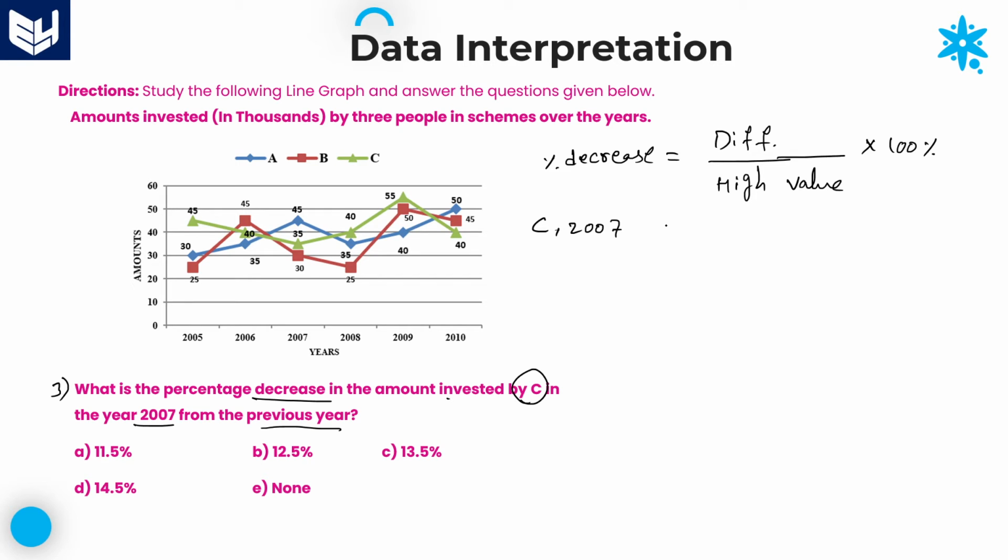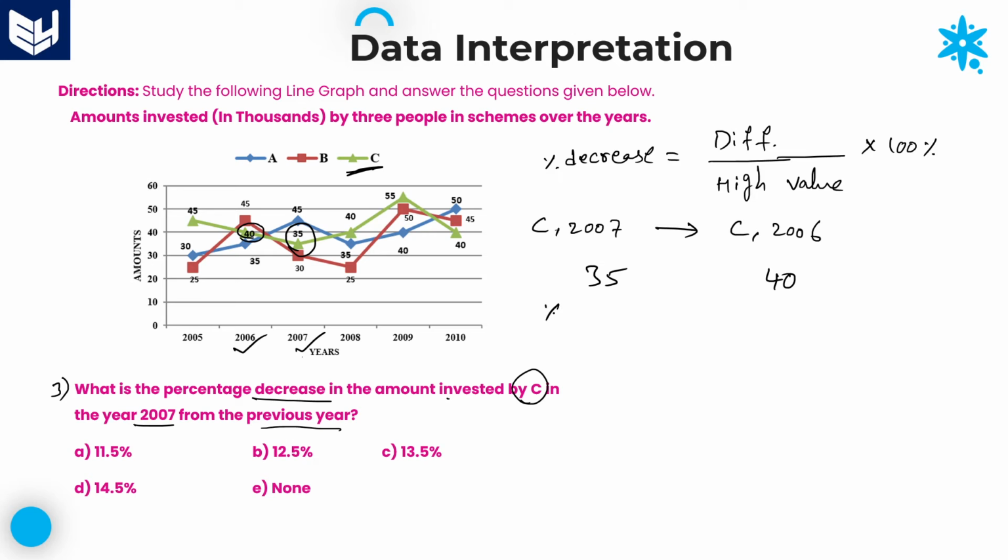C in 2007 when comparing with C in 2006, right? So first, note down the values of C in 2006 and 2007. No need of writing in terms of thousands. Why? Because both the values are given in terms of thousands, so it's not required. In 2006, C is the green color, and its value is 40. Whereas in 2007, the value of C is 35.